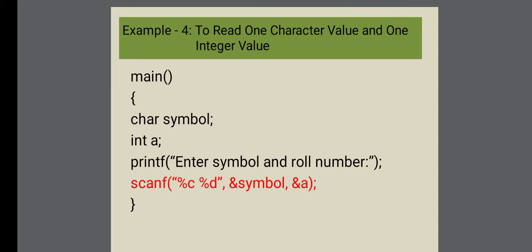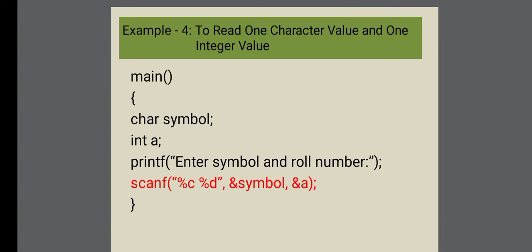By this example, you can see main function, opening brace, char symbol, int a, printf enter symbol and roll number, colon, end with semicolon. What I have said about printf: whatever you have written within the double quotes will be printed on the monitor, except format specifiers and escape sequences. Here in the printf function, there are no format specifiers and no escape sequences. So everything you have written within double quotes will be printed on the monitor.